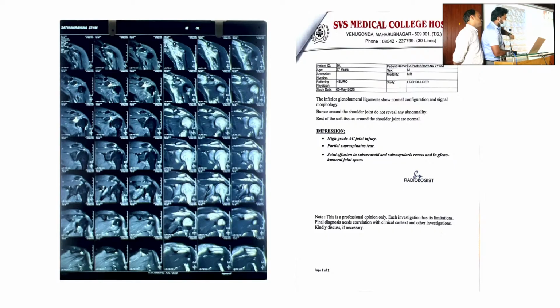He's able to abduct up to 90. Massage is not doing anything at all. He went for a massage, sir.